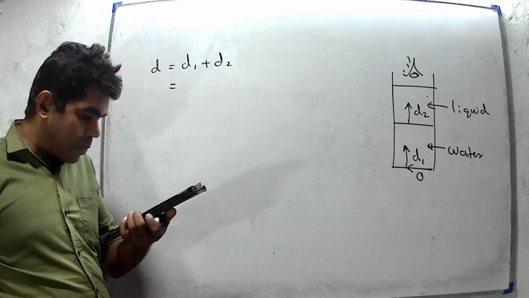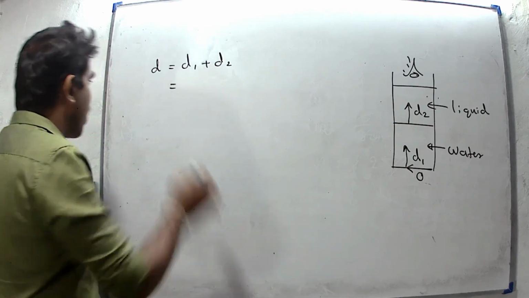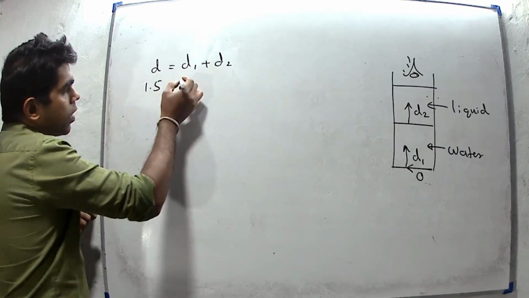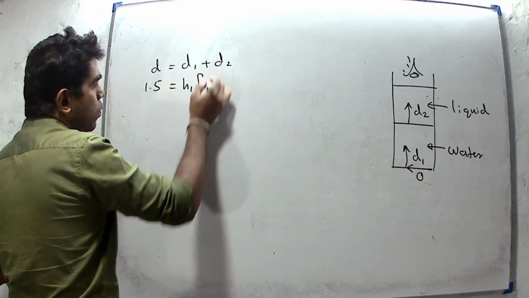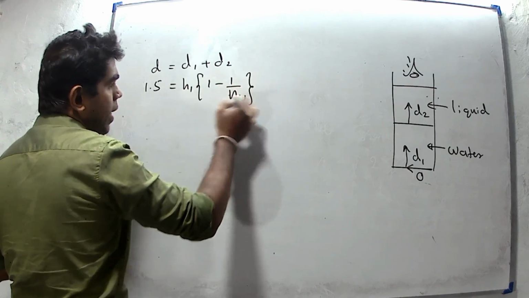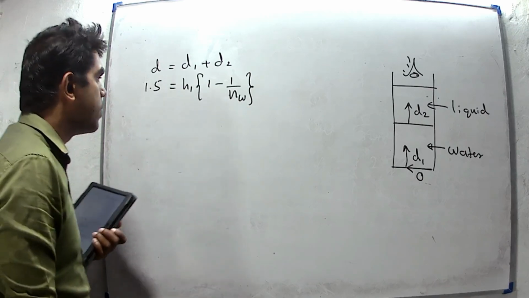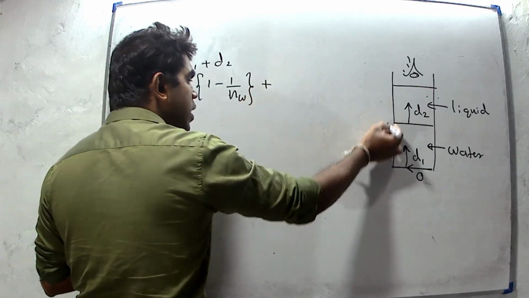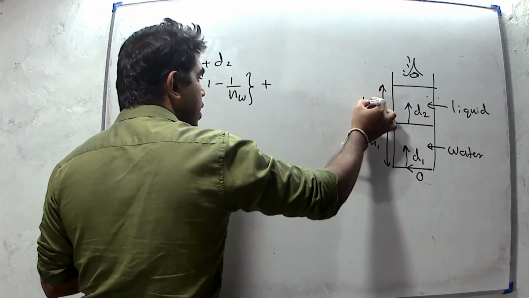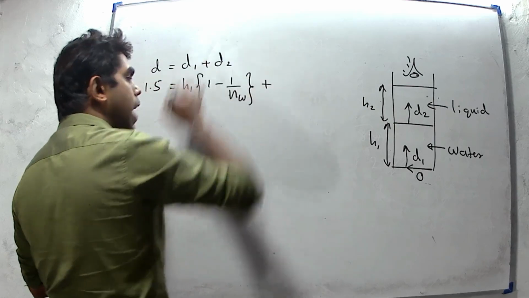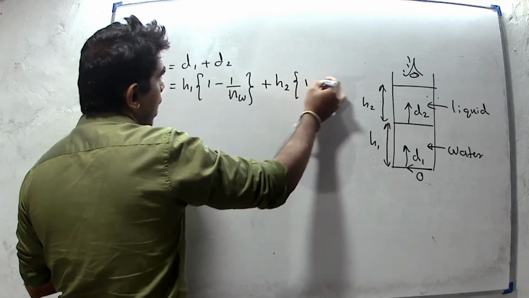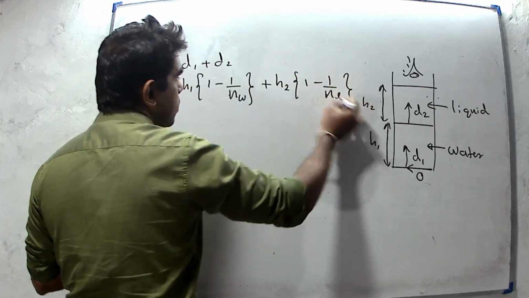Total apparent displacement is given as 1.5 centimeters. We can write D1 equals H1 into 1 minus 1 over NW. NW means refractive index of water. Plus, H1 is this height, water height. H2 is liquid height. Then we can write apparent displacement by liquid is H2 times 1 minus 1 over NL.